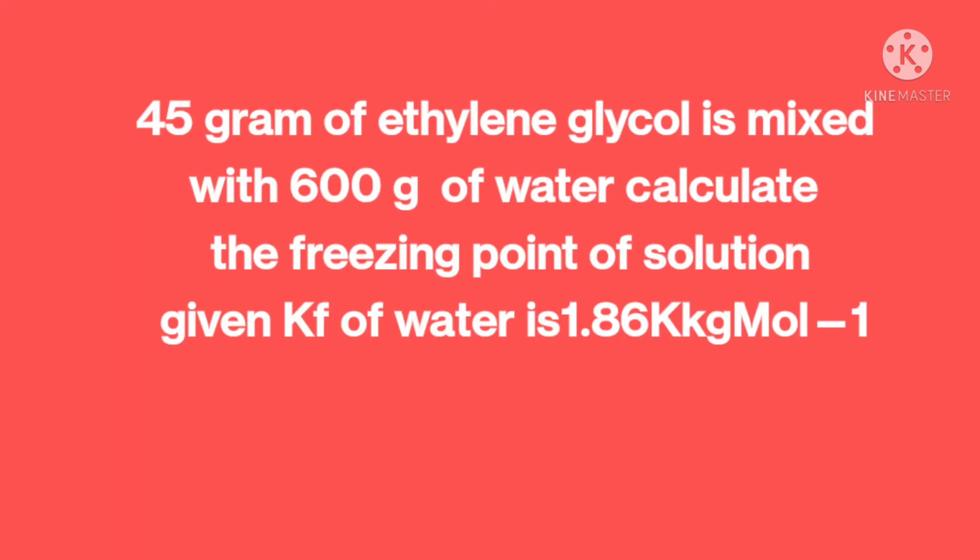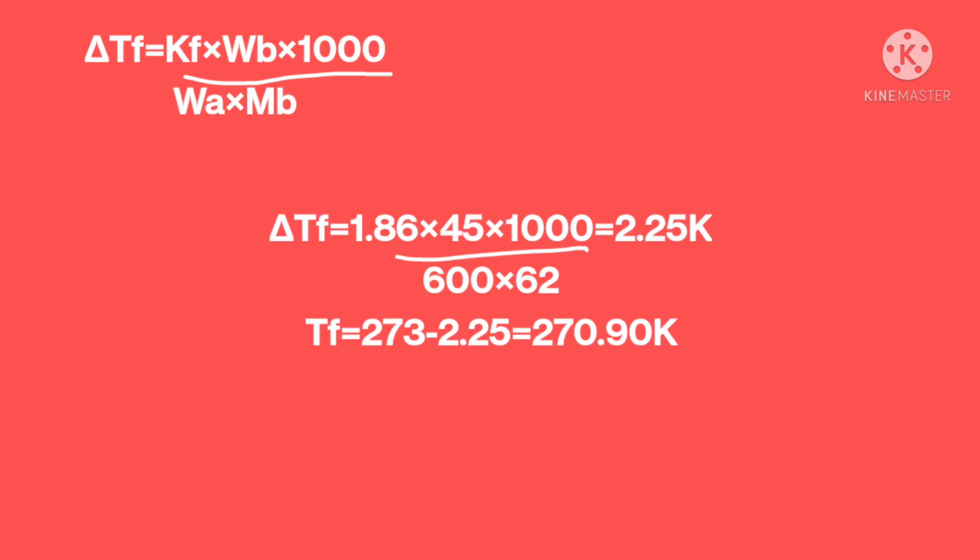45 gram of ethylene glycol is mixed with 600 gram of water. Calculate the freezing point of solution given Kf of water is 1.86 Kelvin kilogram per mole. Delta Tf is equal to Kf into Wb into 1000 upon Wa into Mb.